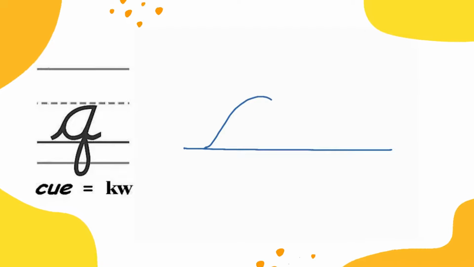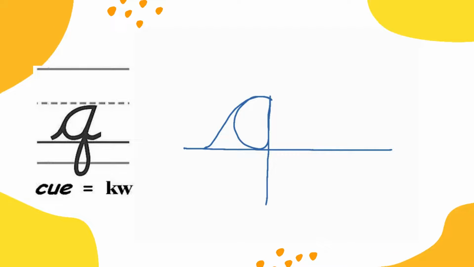Can you draw a Q like me? Around, straight up, past the line.